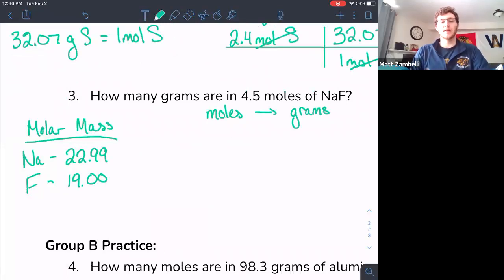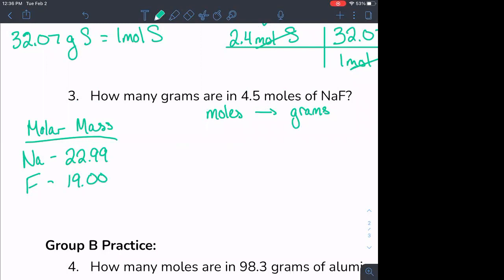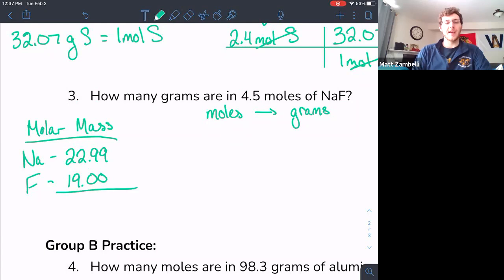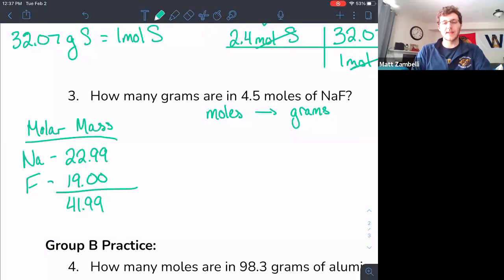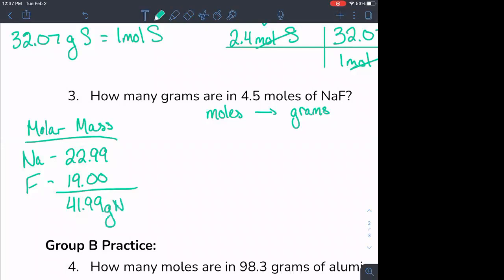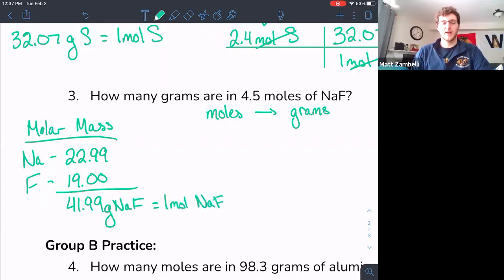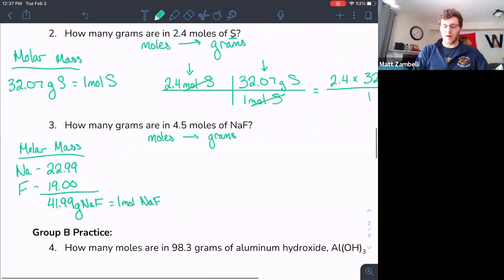All right, now what do I do with those two molar masses? We've got to add them together. So if I add those two together, what do I get for my molar mass? 41.99. Perfect. And what are my units on this one? Grams NaF equal 1 mole NaF. Awesome. Perfect. So now we have our molar mass, we know our chemical formula, we know our pathway. We can just set up our railroad tracks.